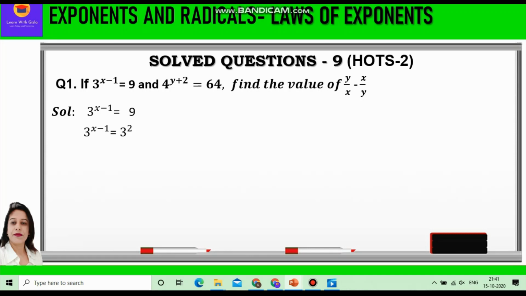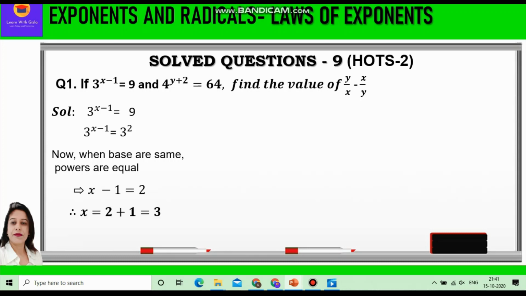to 3 square. Now further, when the bases are same, we can equate the powers. So we shall write x minus 1 is equal to 2. So x is equal to 2 plus 1 is equal to 3. So this is the value of x, that is 3. Now we shall take up the second equation and find the value of y.